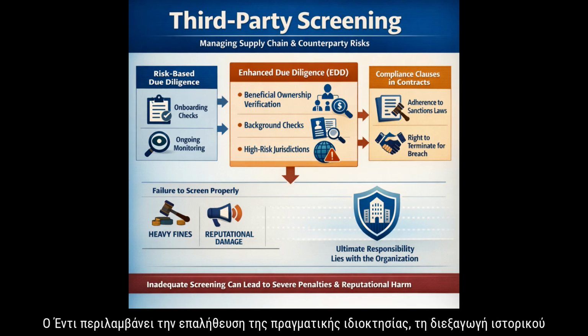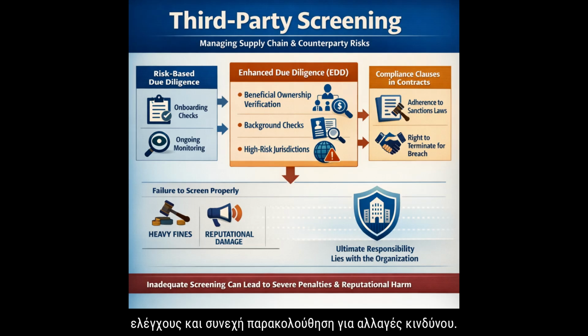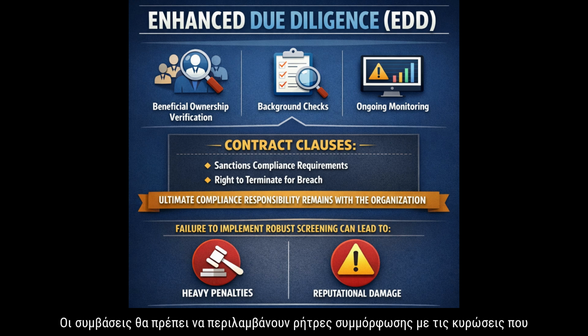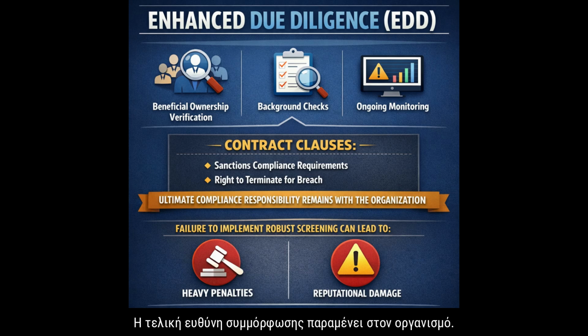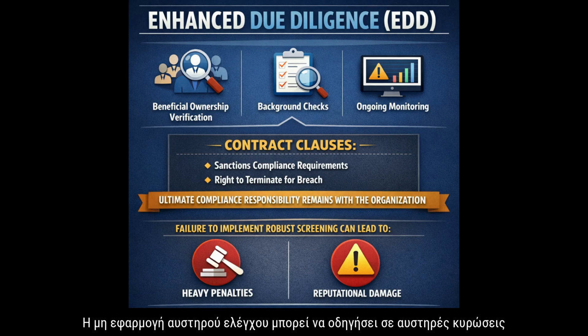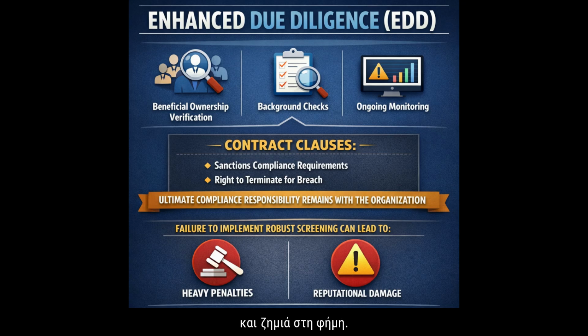EDD includes verifying beneficial ownership, conducting background checks, and ongoing monitoring for risk changes. Contracts should include sanctions compliance clauses, requiring adherence to laws and allowing termination for breaches. But ultimate compliance responsibility remains with the organization. Failure to implement robust screening can lead to severe penalties and reputational damage.